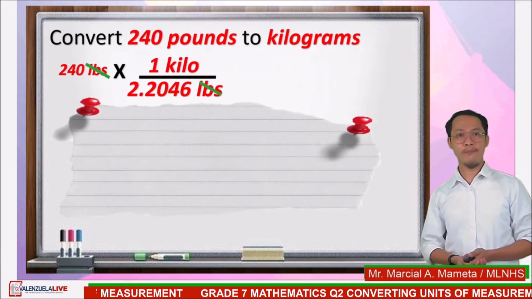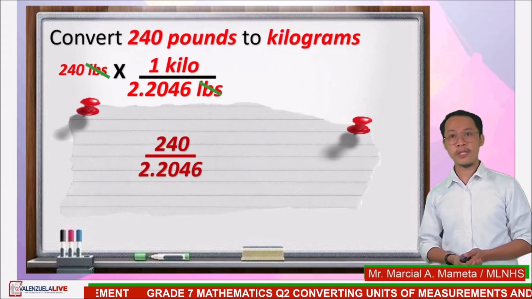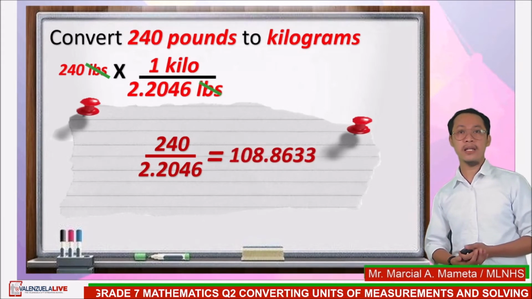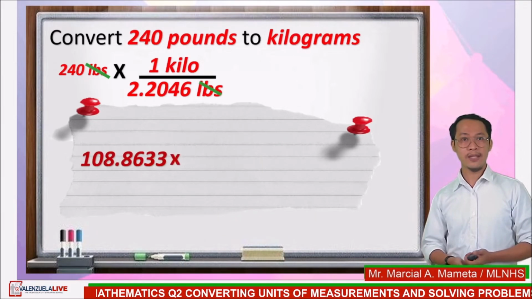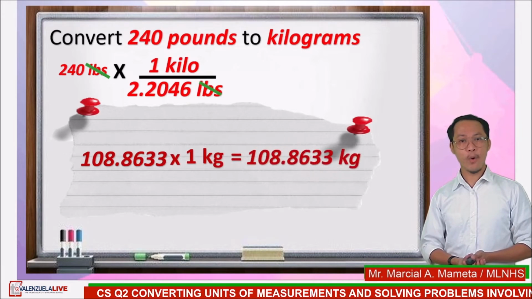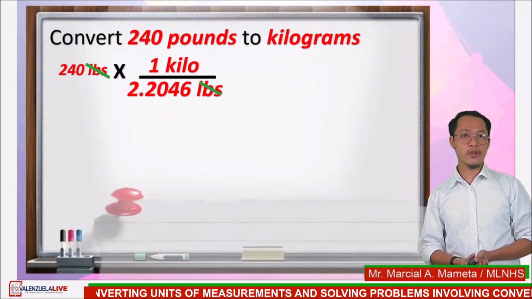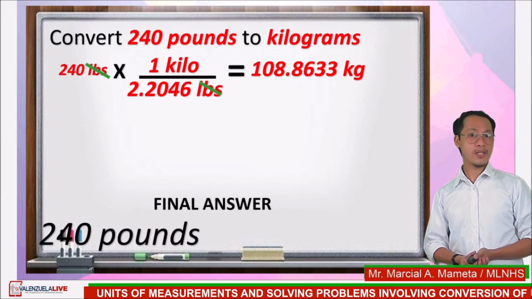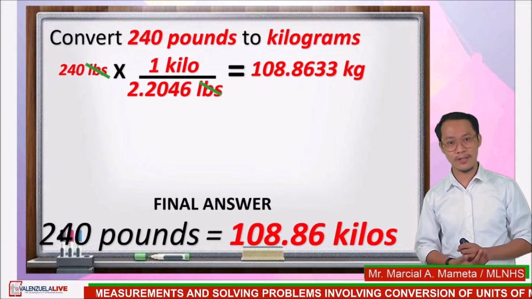Multiplying, we can cancel the unit pounds. And then we have 240 divided by 2.2046. We have 108.8633. 108.8633 times 1 kilogram is equal to 108.8633 kilograms. So the final answer is 240 pounds is approximately equal to 108.86 kilos or kilograms.